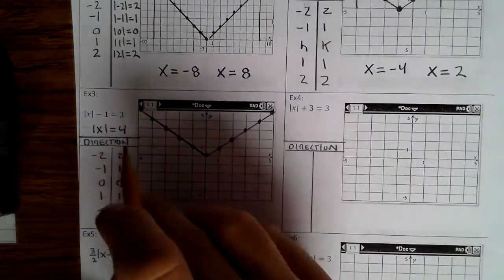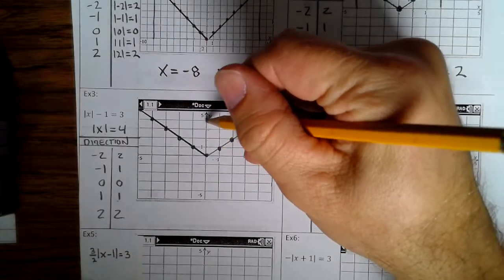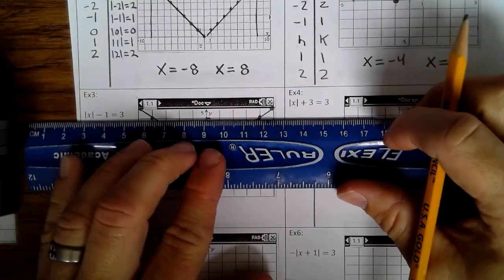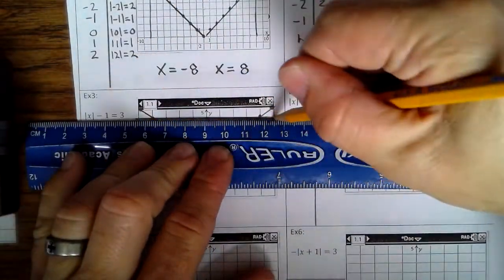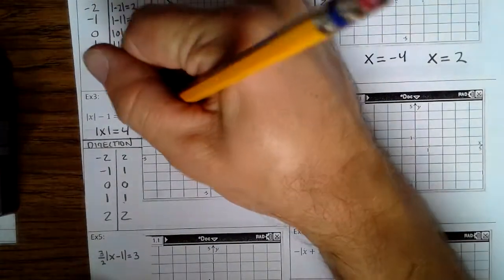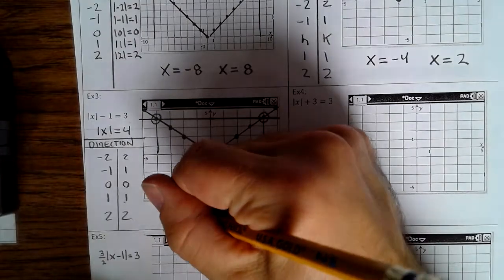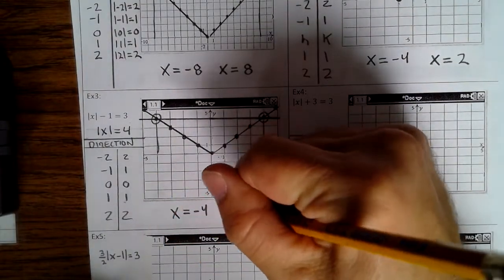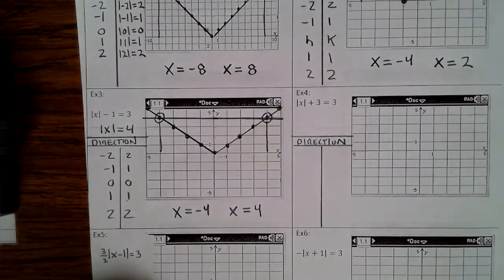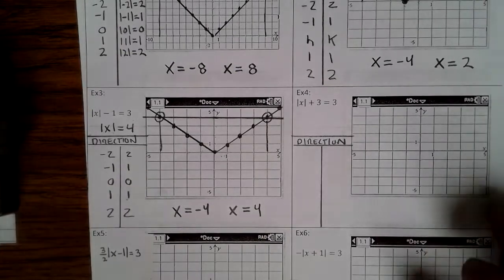Okay, now we have a horizontal line at 4, so 1, 2, 3, 4. So here's our intersection, here's our intersection. So our x values are negative 4 and 4. Okay, so finish up example 3.